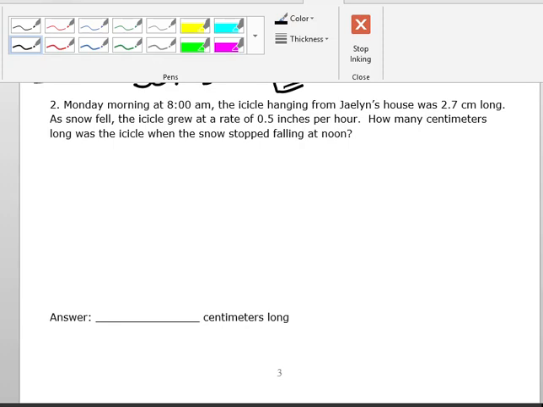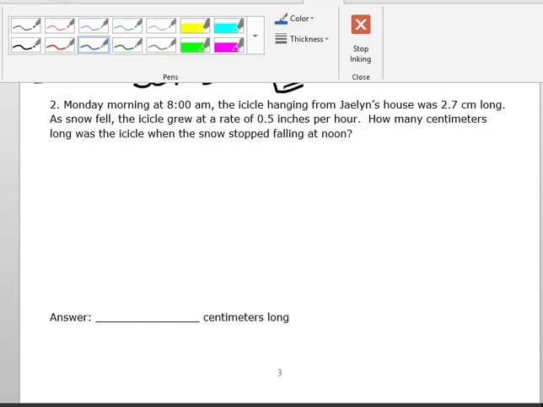All right, let's take a look at number 2. Monday morning at 8 a.m., the icicle hanging from Jalen's house was 2.7 centimeters long. As the snow fell, the icicle grew at a rate of 0.5 inches per hour. How many centimeters long was the icicle when the snow stopped falling at noon?